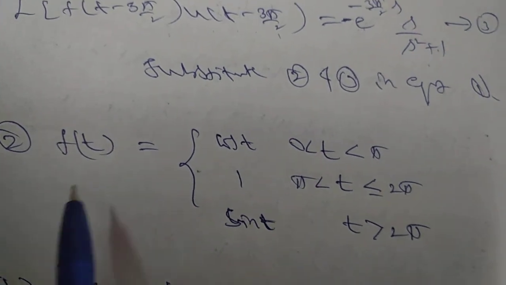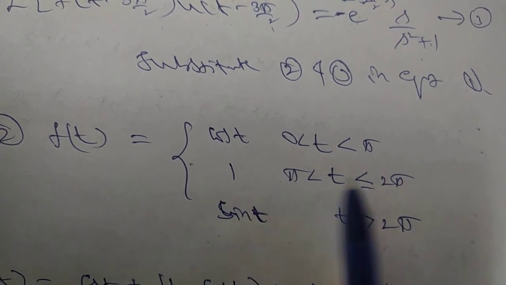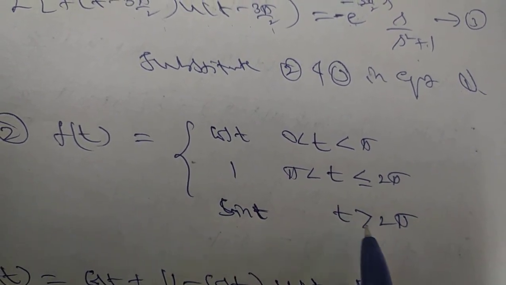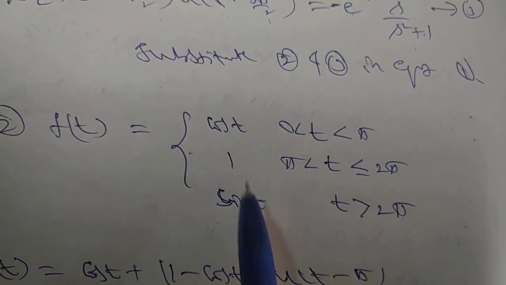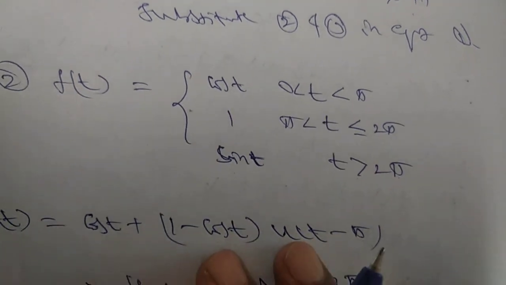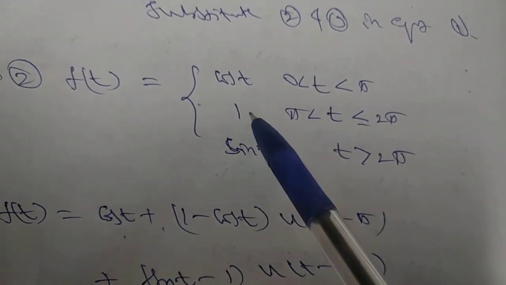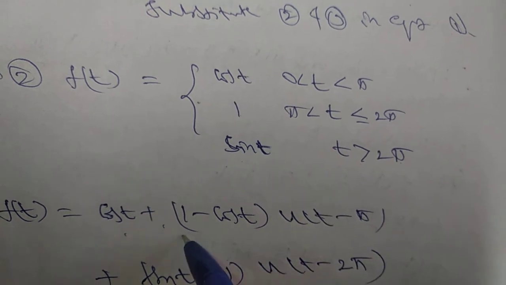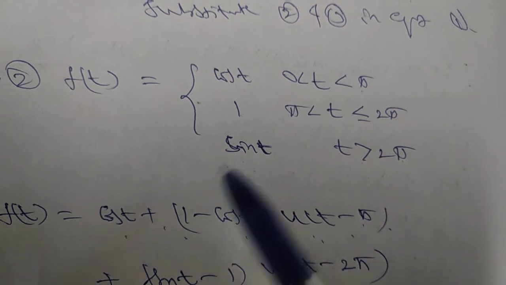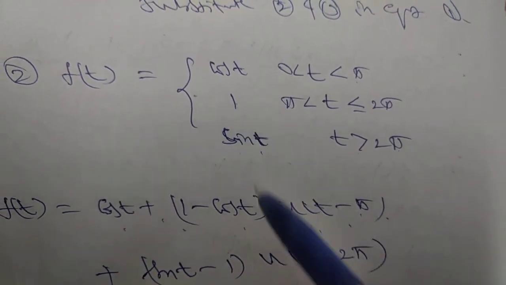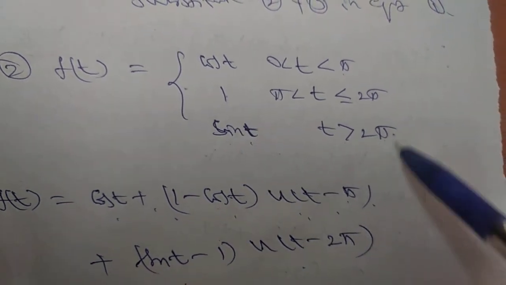Next problem. f(t) is equal to cos t in the interval 0 to π, 1 in the interval π to 2π, and sin t for t greater than 2π. So here also three functions are given, and for these three functions you have to write f(t). How to write f(t)? Already known. First function cos t, plus second function minus first function, (1 − cos t) into u(t − π), plus last function minus second function, which is sin t − 1, into u(t − 2π).